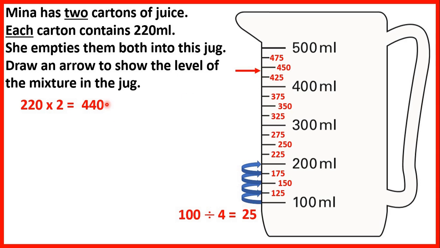And because 440 is closer to 450, it's only 10 millilitres away from 450, but it's 15 millilitres away from 425, so the arrow needs to be slightly closer to 450 than to 425. But it does need to be lower. The arrow can't be on 450. It has to be slightly below to show 440 millilitres.